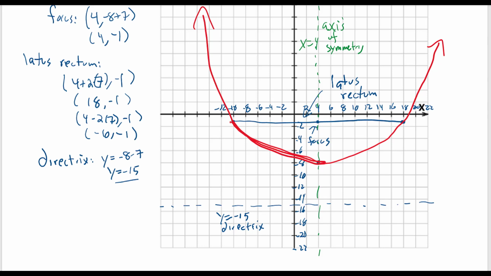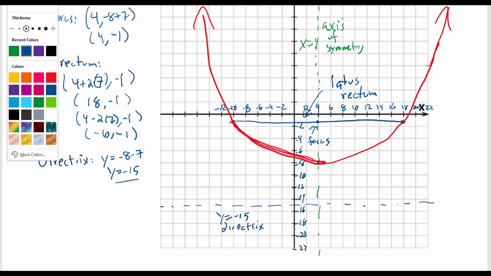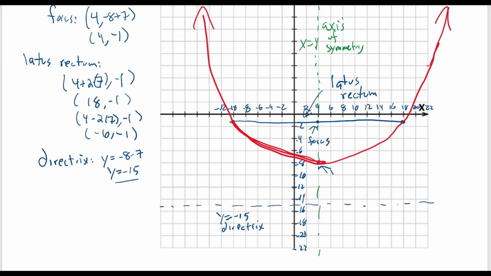Okay. And did I label everything? Vertex is at negative 4. Sorry, positive 4, negative 8. Focus is at 4, negative 1. Okay, I think that's everything. There we go.